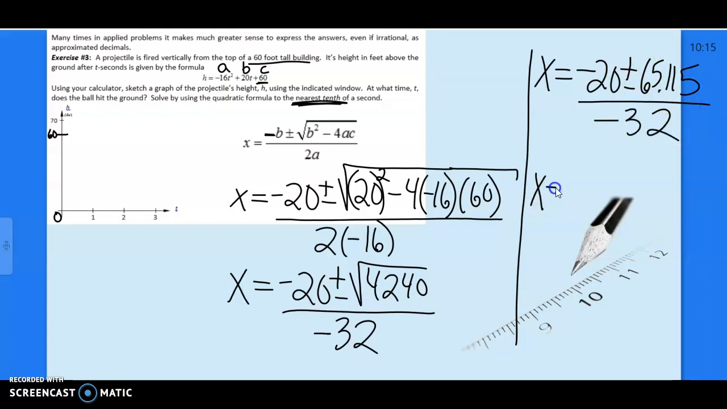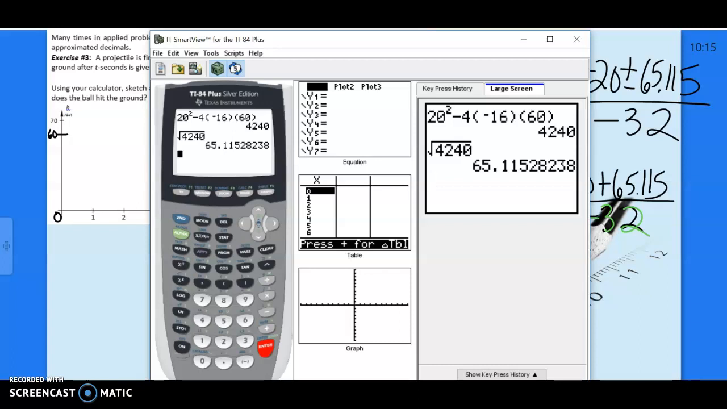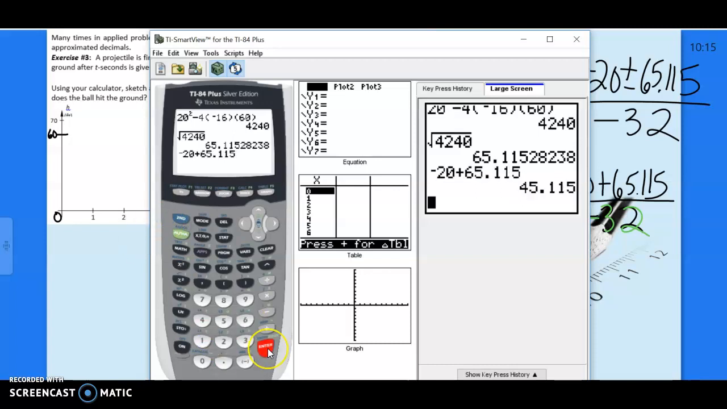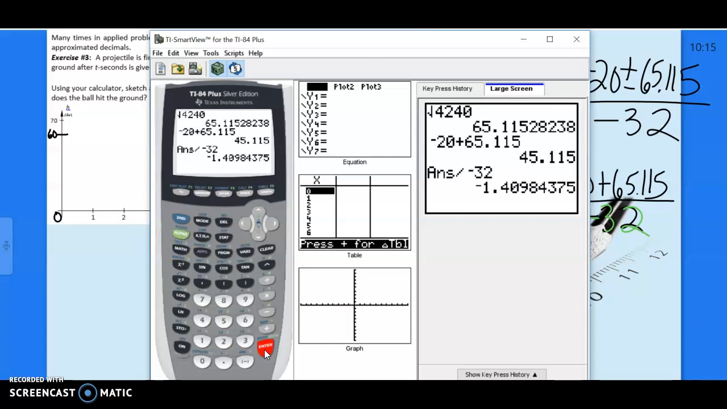We have x equaling negative 20 plus 65.115 divided by negative 32. Apologies for the coloring. There we go. Okay, so we just take it to our calculator. All right, and we're going to type in negative 20. We're going to add 65.115. Okay, press enter. We want to do the addition first, then we're going to divide by that negative 32 and get our answer in decimal form, negative 1.401.